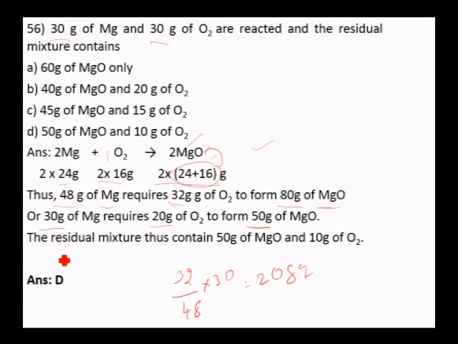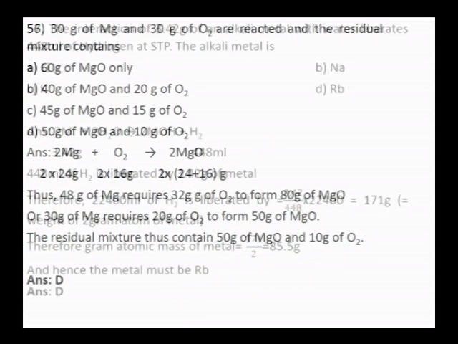Naturally, the residual mixture will be 50 gram of MgO, which is the product, and 10 gram of oxygen, which remains unreacted out of 30 grams of oxygen, because the magnesium is totally consumed here, and therefore the residual mixture will have only MgO and 10 gram of oxygen, and the correct option becomes option D for question number 56.